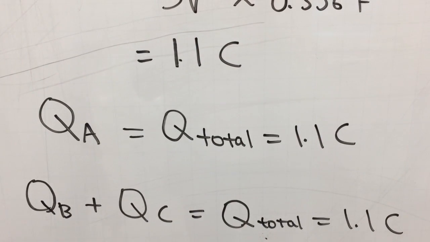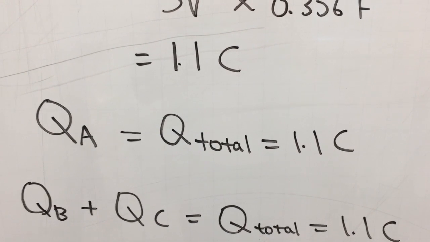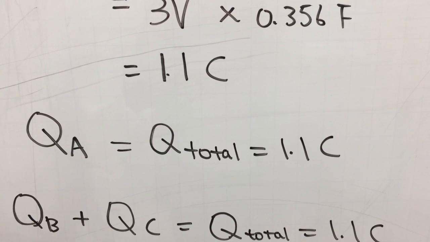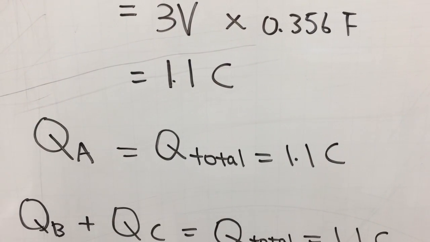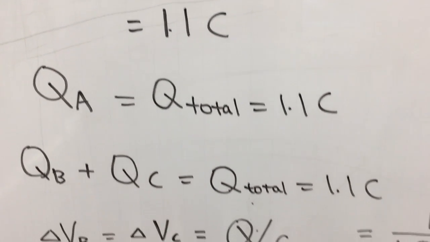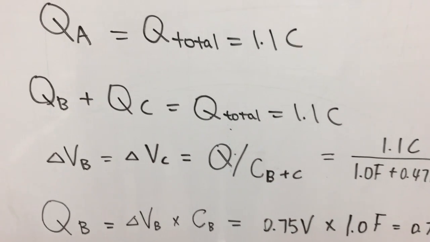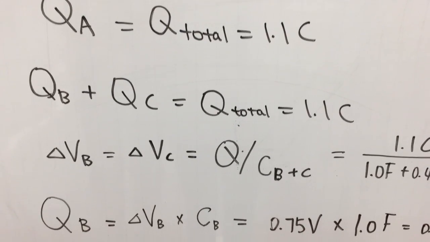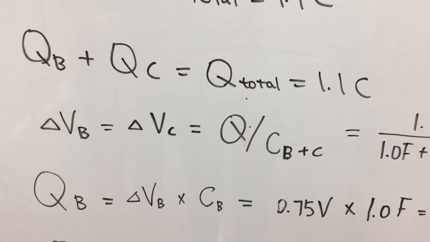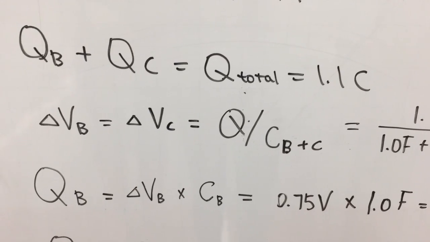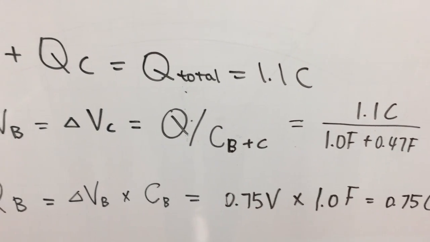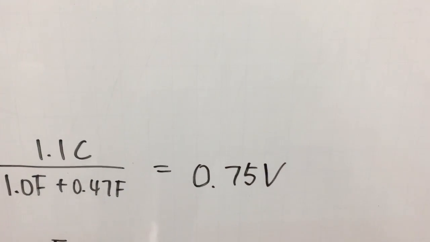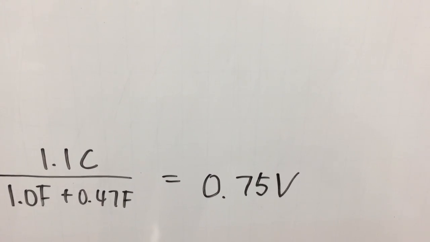The amount of charge going through A should be equal to the total amount of charge because A is in series with the combination of B and C. So the charge on A is also 1.1 coulombs. And the amount of charge going through B and C should also be 1.1 coulombs. This way we can find out the potential difference for B and for C, which are equal because they're in parallel, and the potential difference is about 0.75 volts.